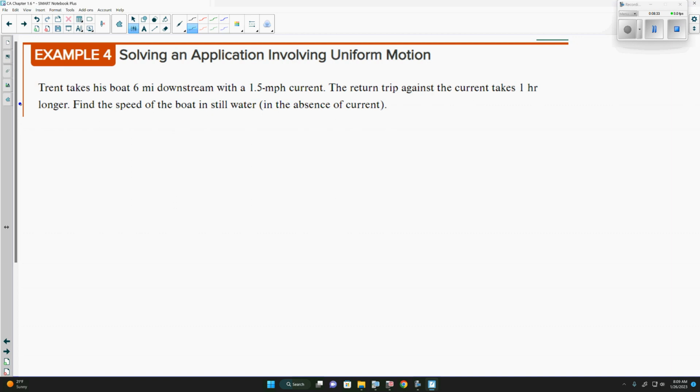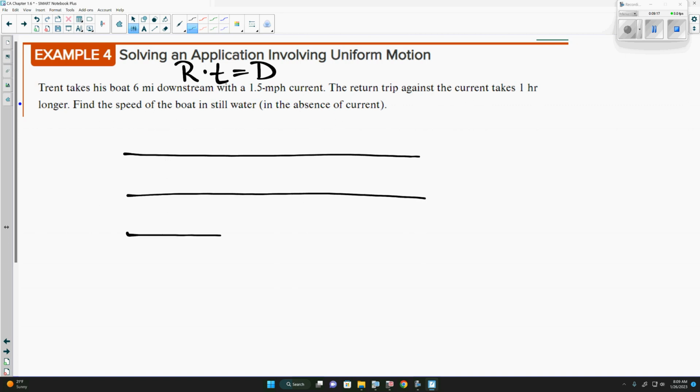Application involving uniform motion. Now, with any of these here, we're talking about rate times time is equal to distance. And we're going to be solving for one of these 3. We're either going to be solving for distance, time, or rate. And if we look at this problem, Trent takes his boat 6 miles downstream with a current of 1.5 miles per hour. The return trip against the current takes 1 hour longer. Find the speed of the boat in still water in the absence of current. So really, we're just trying to find out how fast the boat was traveling. Trying to find speed.